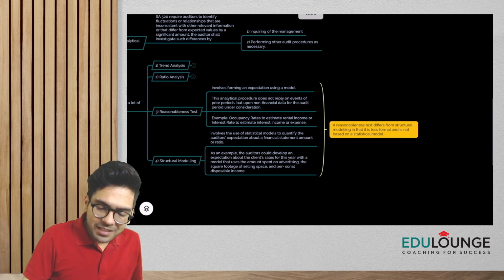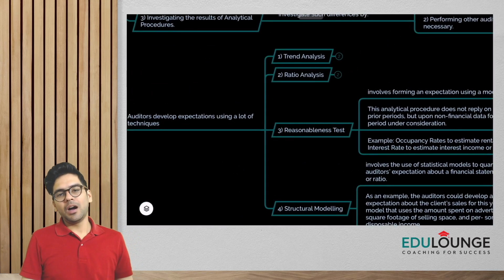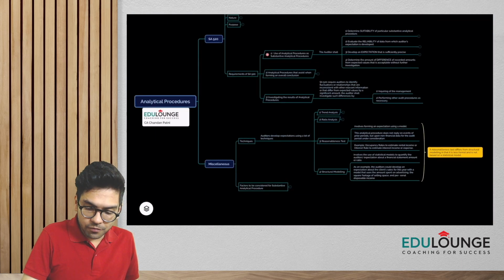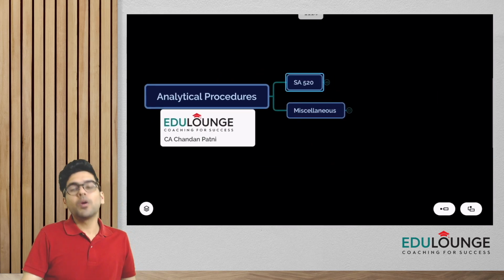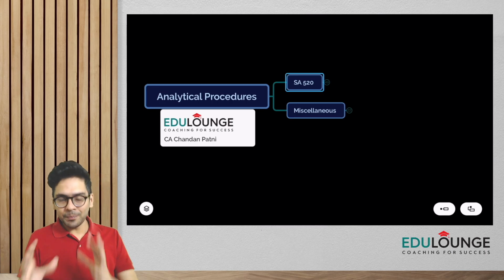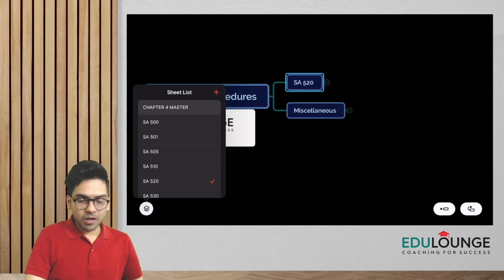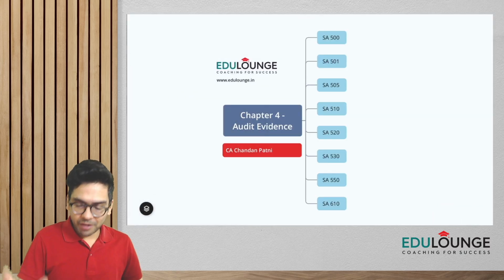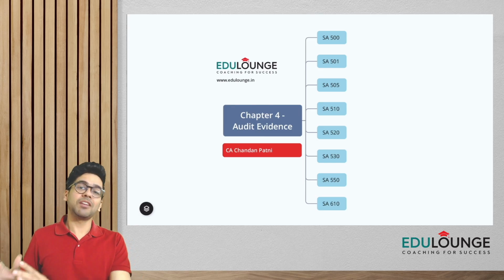Okay, so these are certain techniques, guys, which the auditor might use to develop expectations. Okay, and with this, we are done, guys. We are done with the topic of analytical procedures. We have covered the standard. We were quick, we were fast, but we have covered everything with respect to SA 520. Okay, now coming back to the master chart, if you see, we have completed 500, 501, 505, 510, and also 520.